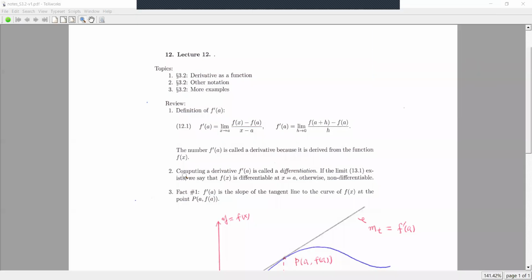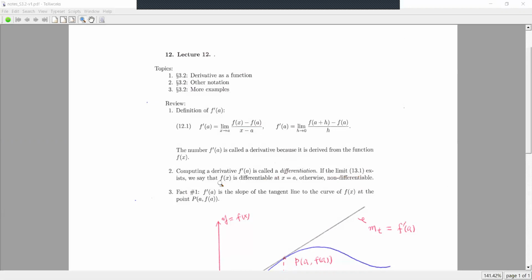Review number 2. Computing a derivative. This process is called a differentiation. If this limit exists, we know that a limit may or may not exist. When x approaches the point A, if this guy approaches more than one number, then the limit doesn't exist.